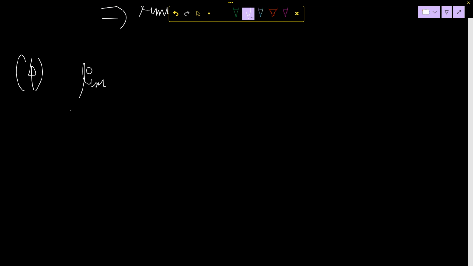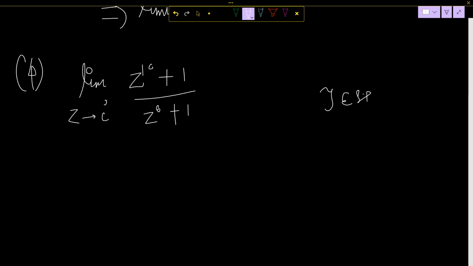limit z tends to i, z to the power 10 plus 1 divided by z to the power 6 plus 1. This came in JS 2014. Alright, how to solve this question?